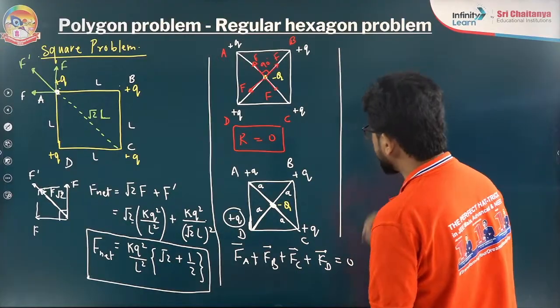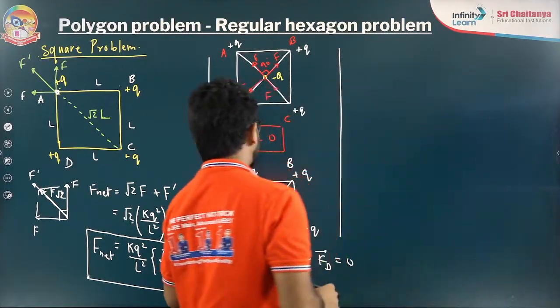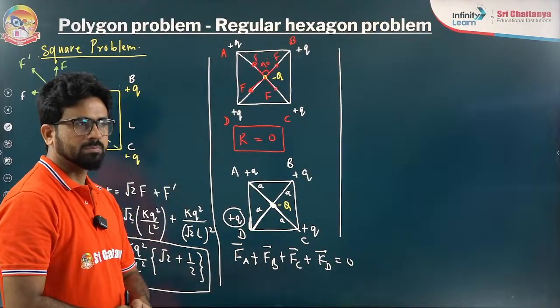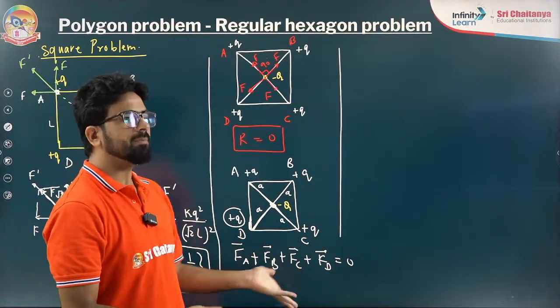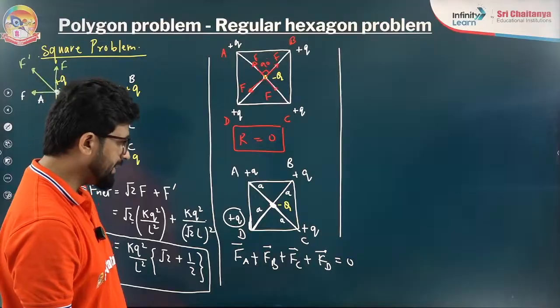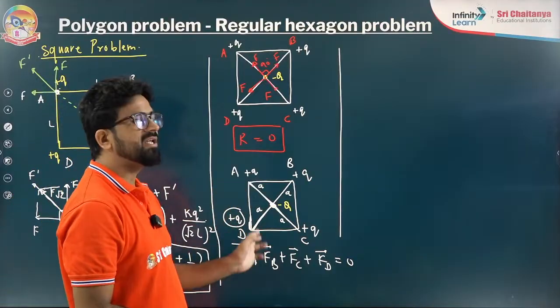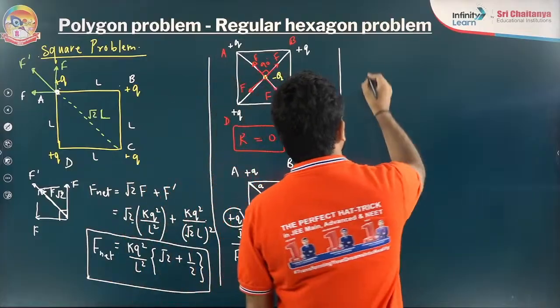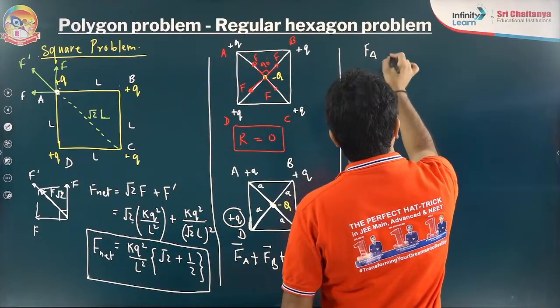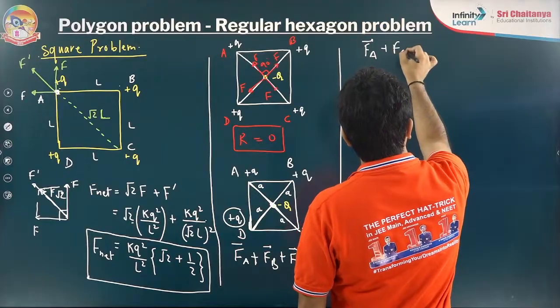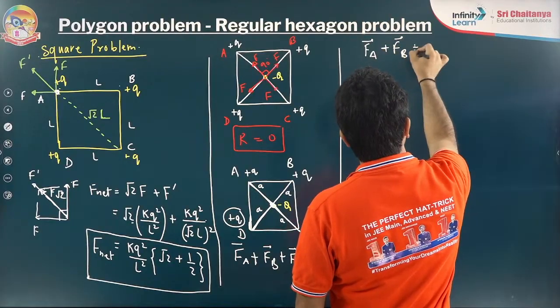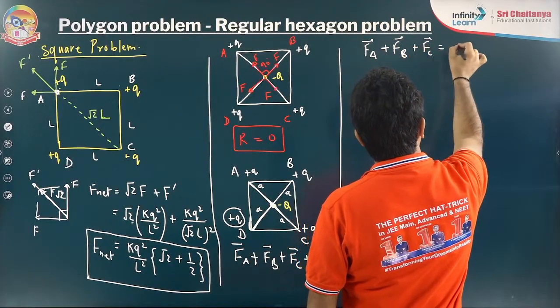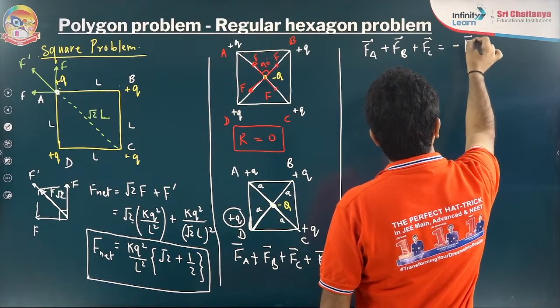Now please understand, I have removed this D charge. That means A, B, C is still present. Yes, it is present. So you can say that the force due to A plus force due to B plus force due to C is equal to minus of the force due to D.